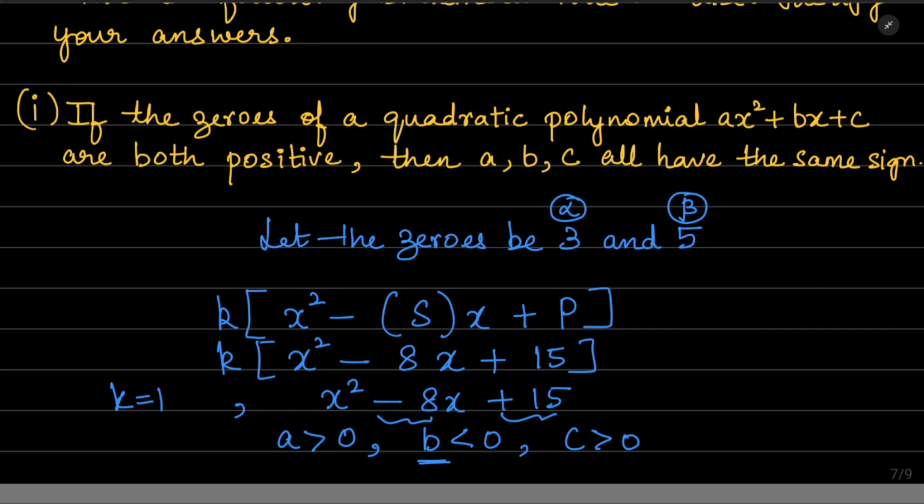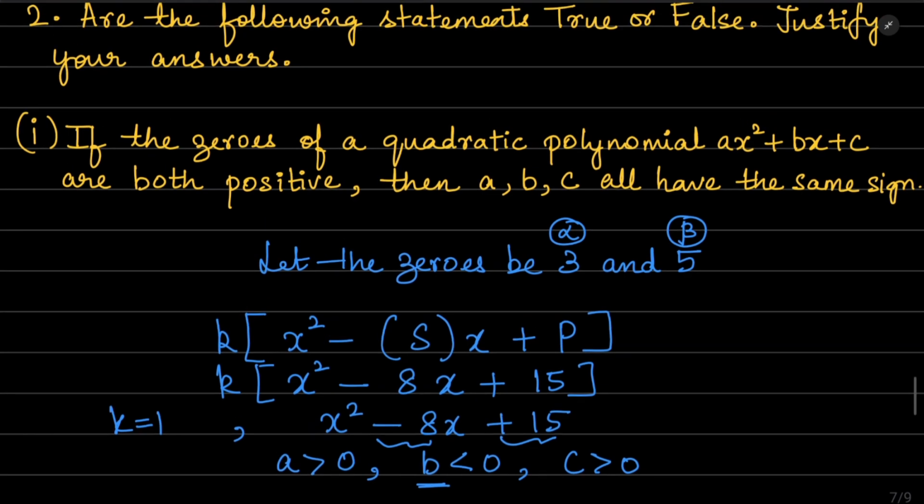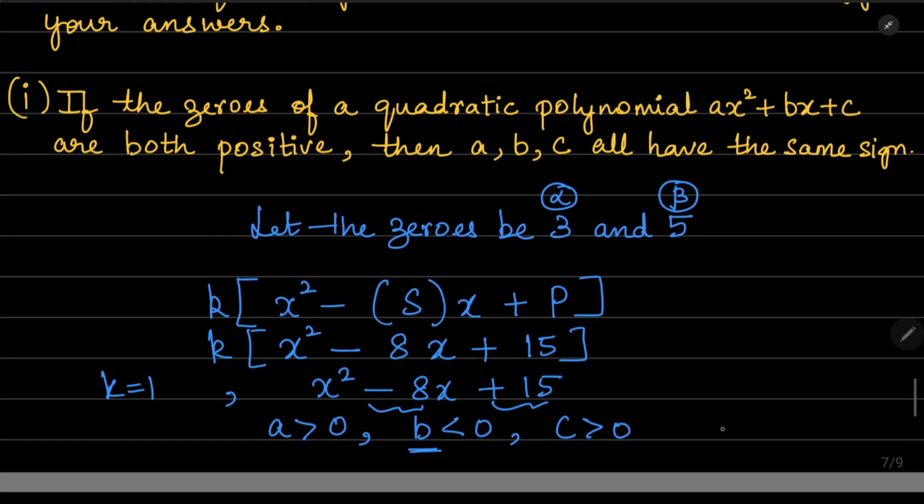So what is the statement? The statement says if the zeros of the given quadratic polynomial are both positive, then a, b, c all have the same sign. No, it is not. A, b and c do not have the same sign. So, is it true or false? It is false. Okay. Let's move on to the second question.